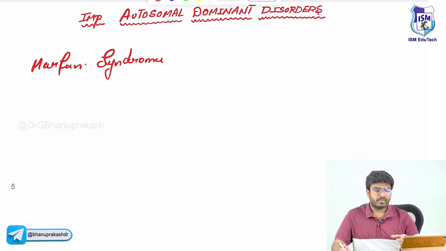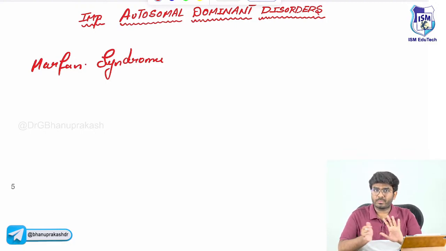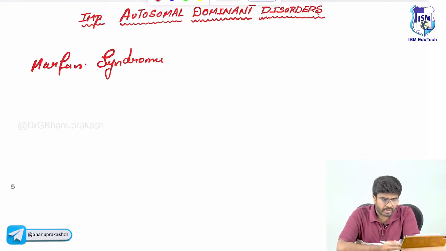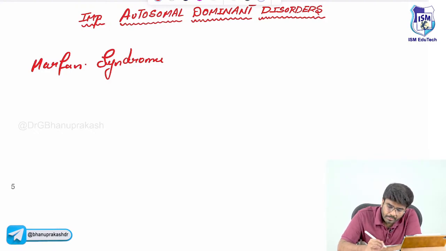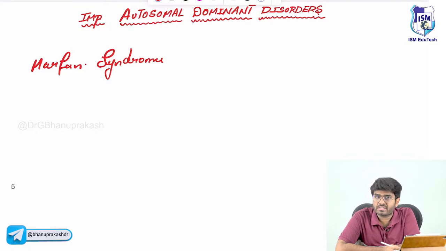Okay guys, welcome back. Small technical glitch. So now we are discussing Marfan syndrome. In yesterday's class we discussed Marfan syndrome, tuberous sclerosis, osteogenesis imperfecta. All these disorders are autosomal dominant disorders. Now let's see some important points about Marfan syndrome. Why? Because Marfan syndrome is a very important topic for your exams.